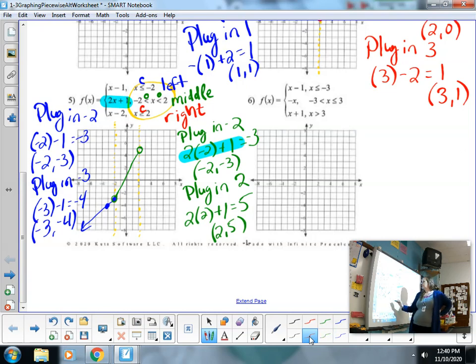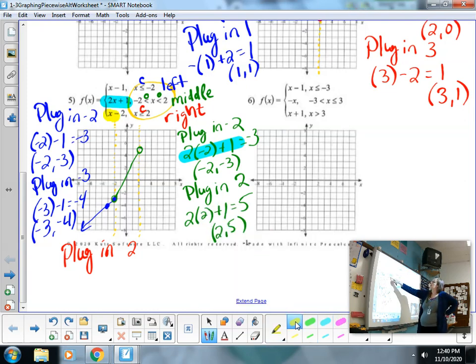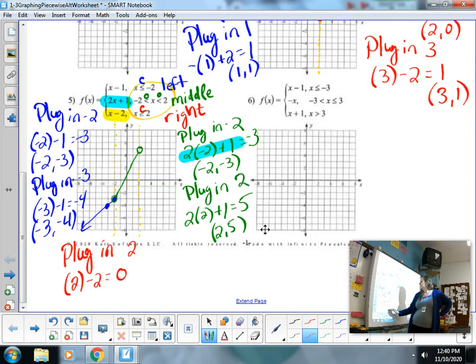Now for the right piece, I am going to plug in my 2 because that's my boundary. And again, for this right piece, we're going to be using this bottom equation here. So that's going to be 2 minus 2, which is 0. So that's the ordered pair 2, 0. That is a closed dot. That's down here.